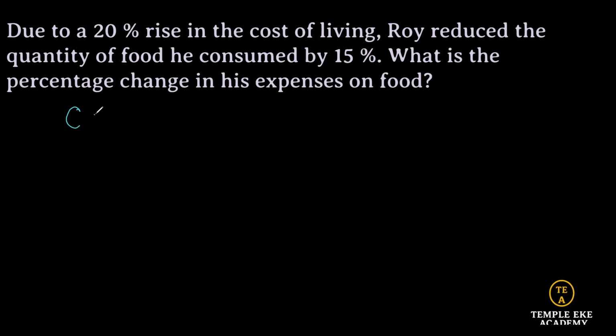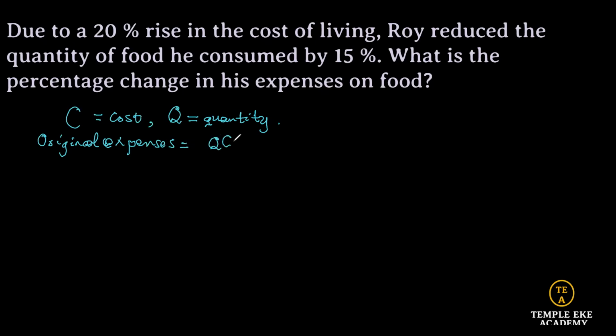So if C represents the cost and Q represents the quantity, then we already have an expression for the expenses. So the original expenses is going to be the quantity times the cost. So we have quantity multiplied by the cost. This is the original expenses. And it is common practice to represent the original expenses with 100%.